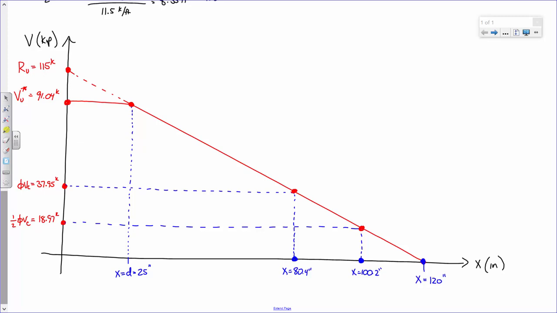Go ahead. I was just going to say, but conceptually, the plateau area, whenever you're designing the beam, what allows us to go less? Because I feel like if you had a shear value of 115, you design for something less than that.